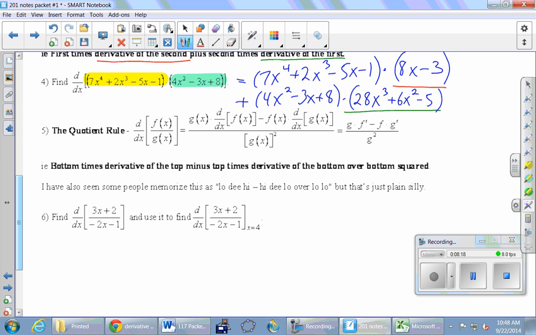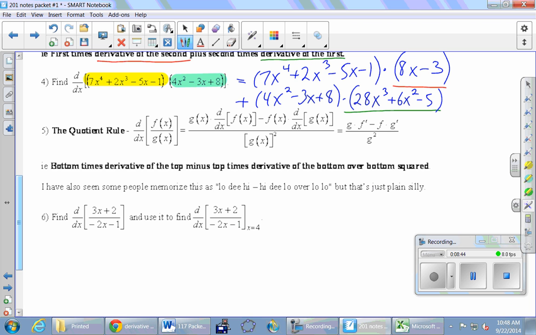But I can tell you that I remember neither of those formulas. I remember this thing that's in bold. Bottom times derivative of the top minus top times derivative of the bottom over bottom squared. With me? Bottom times derivative of the top minus top times derivative of the bottom over bottom squared. All right, we're going to work on our timing later on, get some practices.